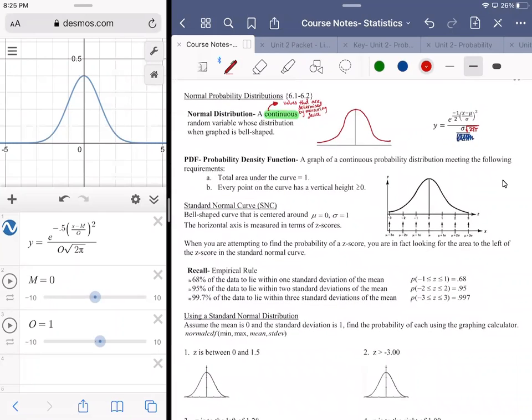So total area under the curve is equal to 1. That's old news.